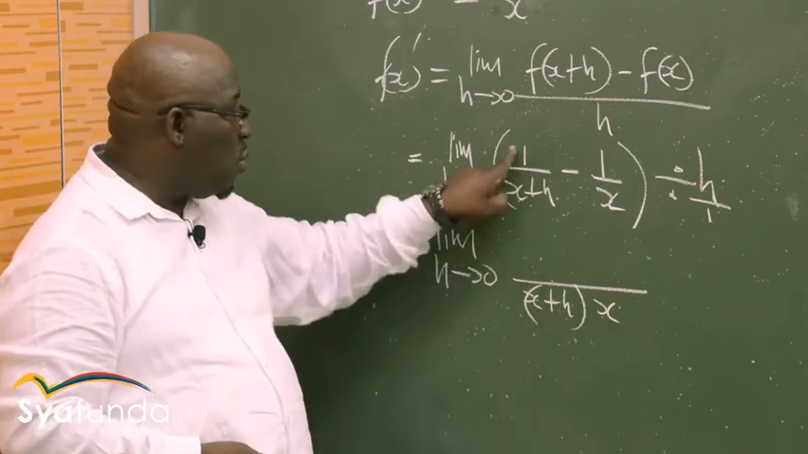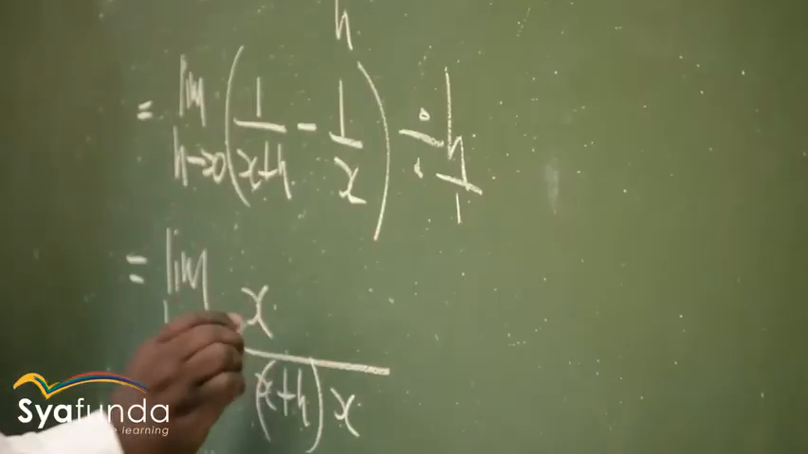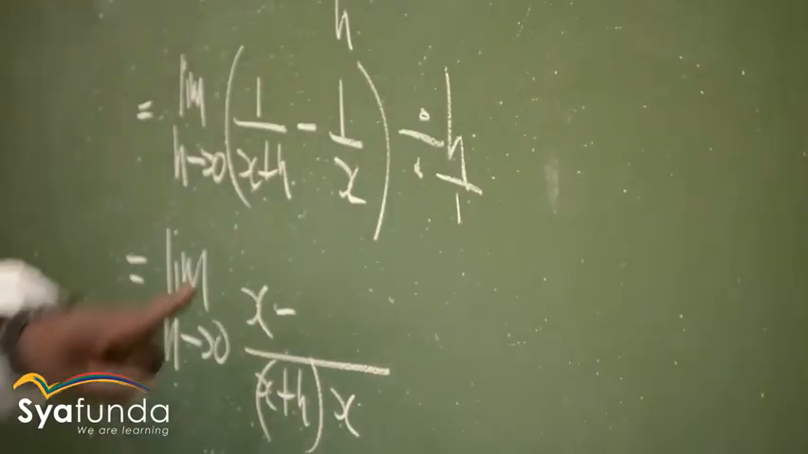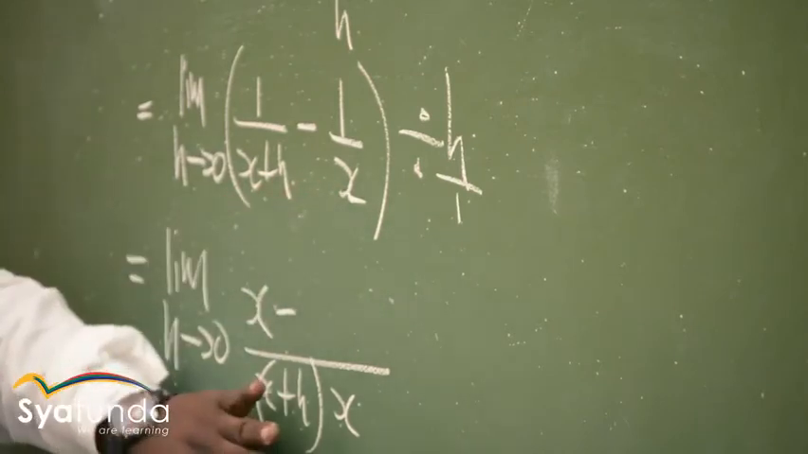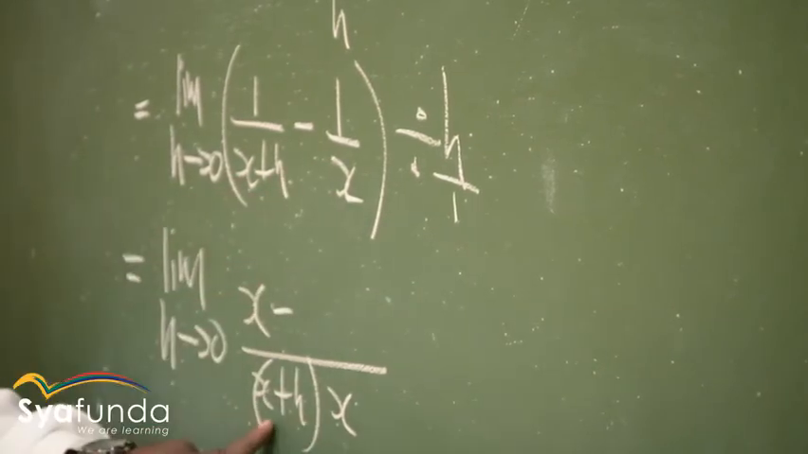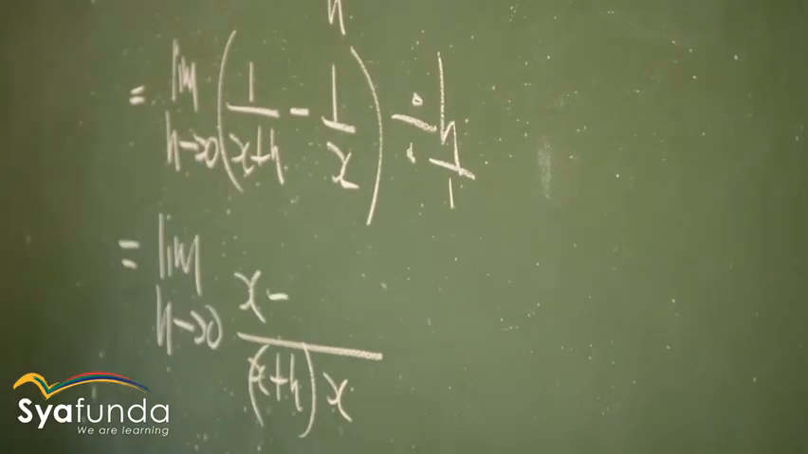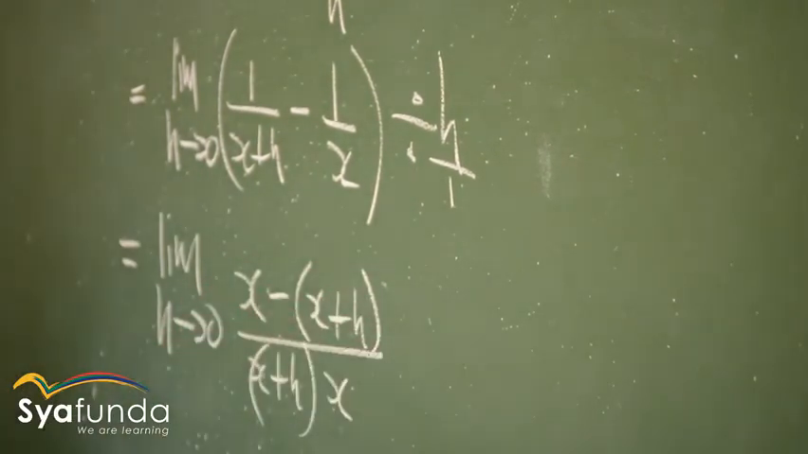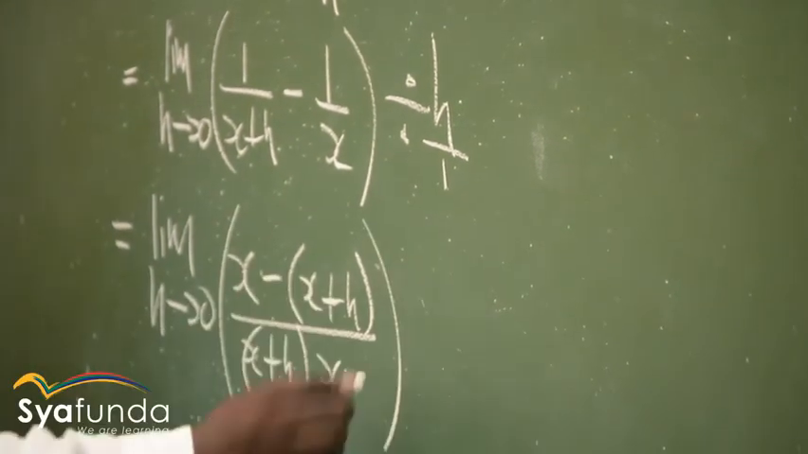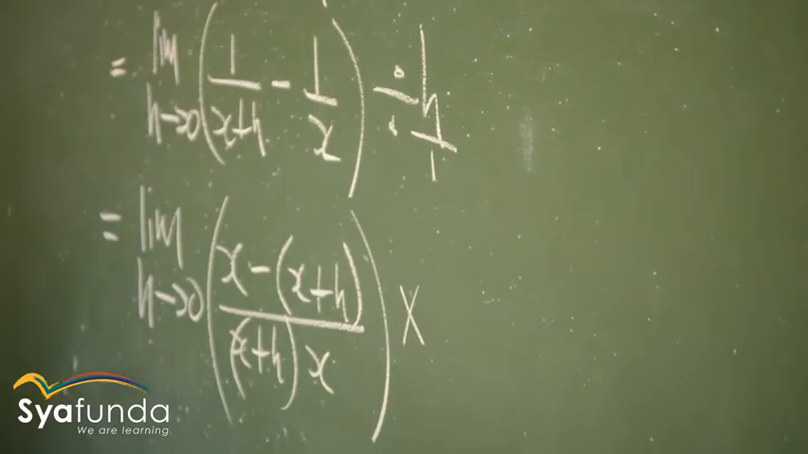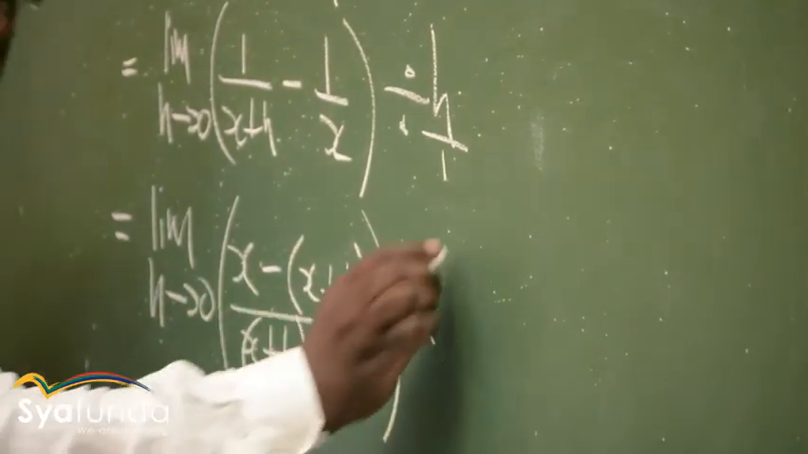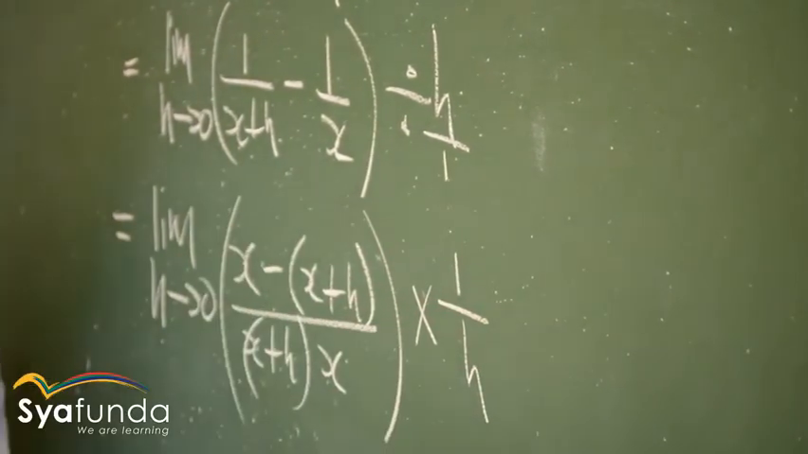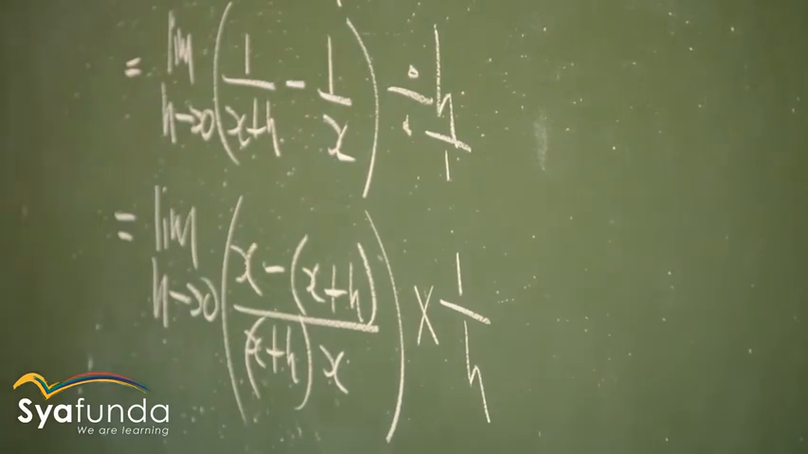Then x times 1, it will give us x minus. Then this x goes how many times here? This x will go with this x. We'll be left with x plus h times minus 1. It will be x plus h. That's our LCD. Remember, this is still in brackets, multiplied by 1 over h. Okay, that's what we have now.